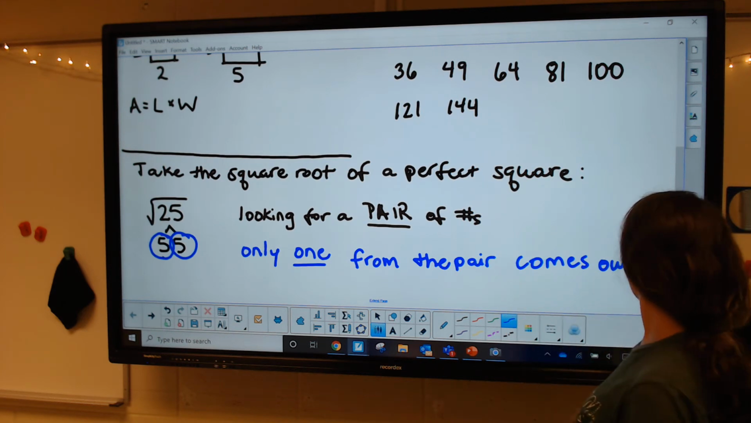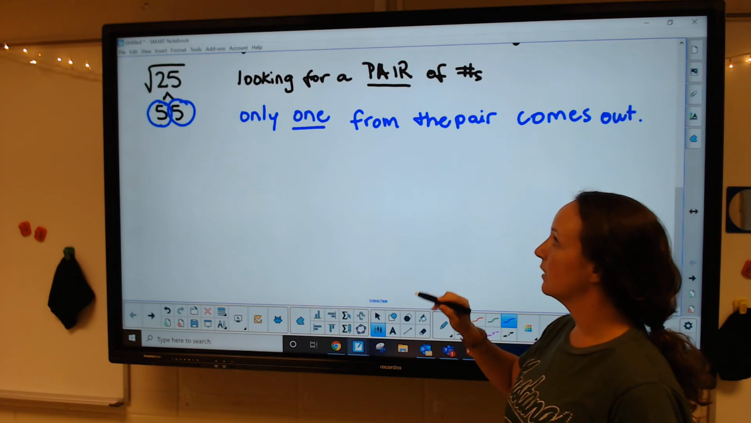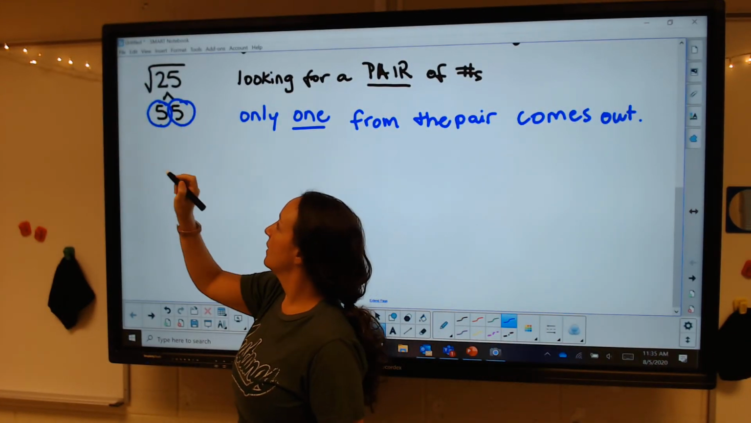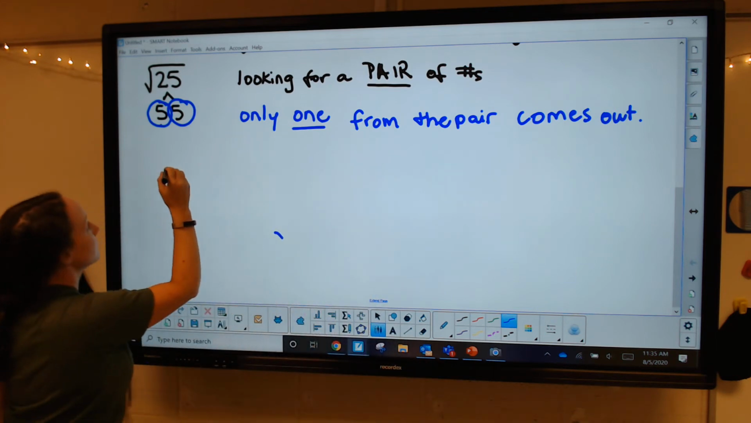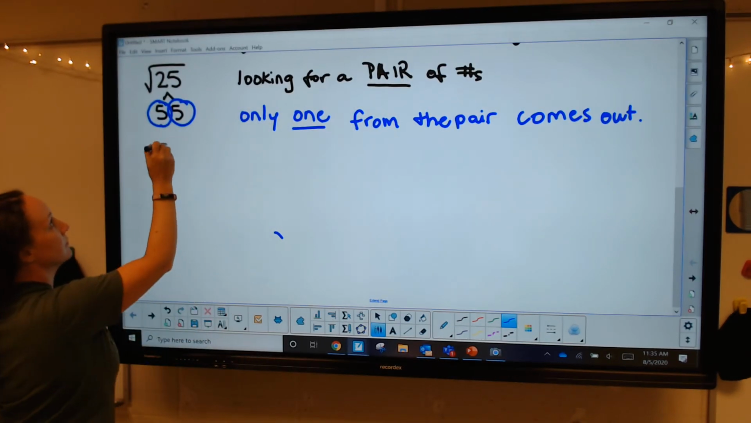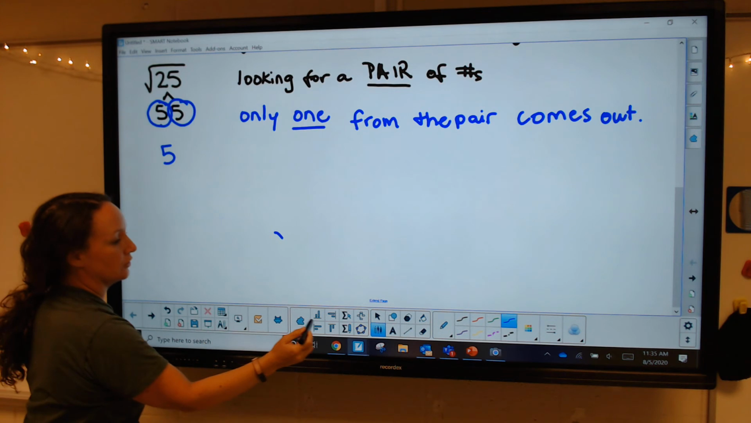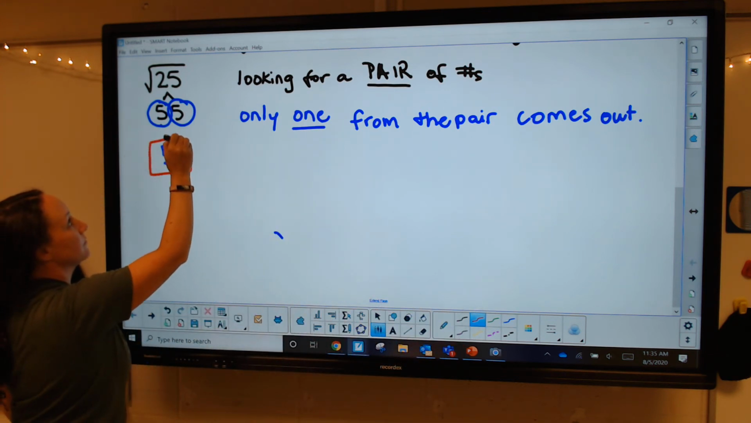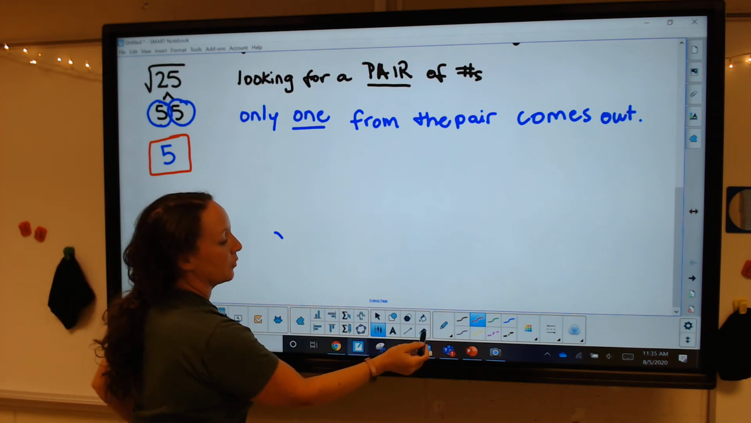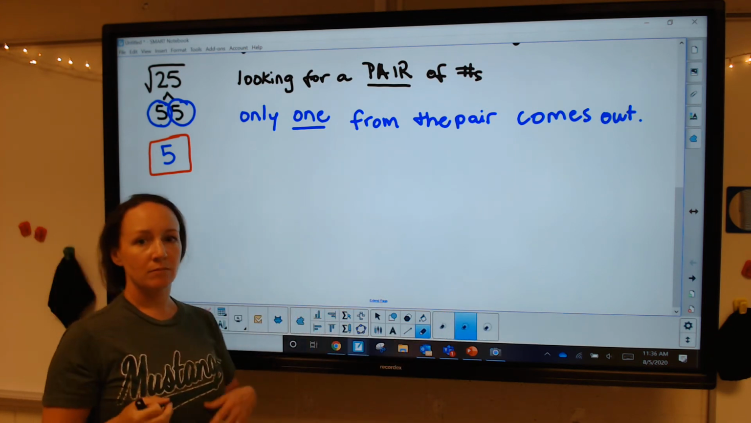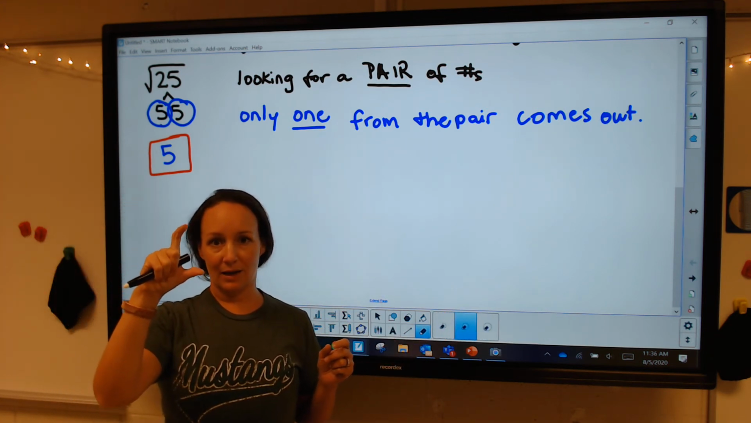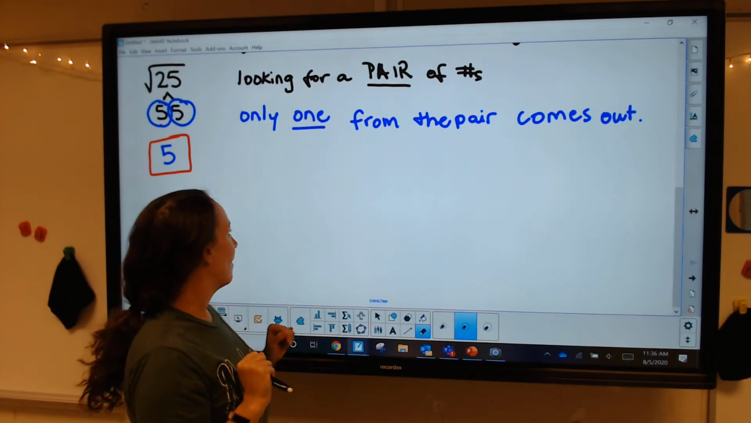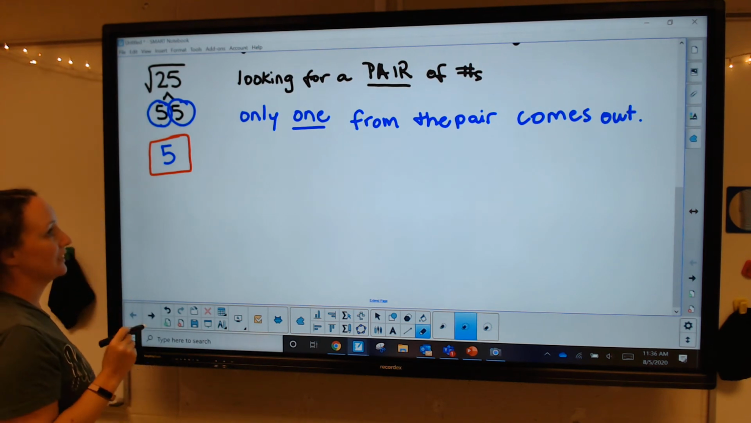So the answer here, if I take the square root of 25, which I broke into 5 times 5, is going to be just one of the 5s. So we're really only looking for what is that one side of the square, because they're all the same. All right, so let's practice this for just a second.